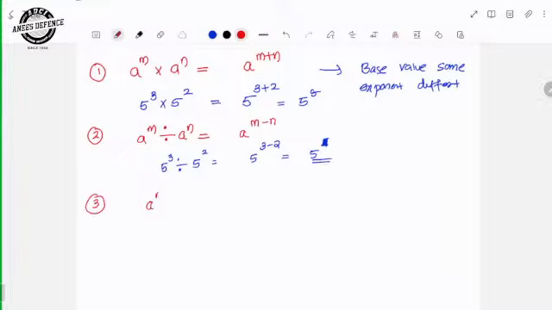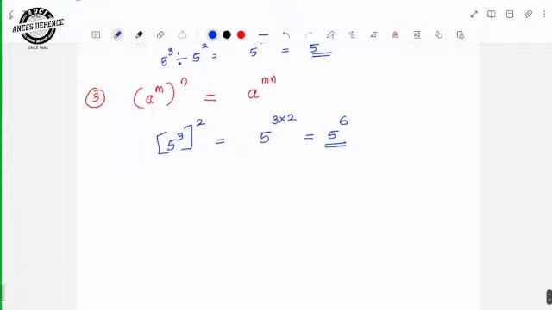Then the third one: a raised to m the whole raised to n can be written as a raised to m n. For example, 5 raised to 3 the whole raised to 2 can be written as 5 raised to 3 into 2, that is equal to 5 raised to 6. So this is a basic rule.